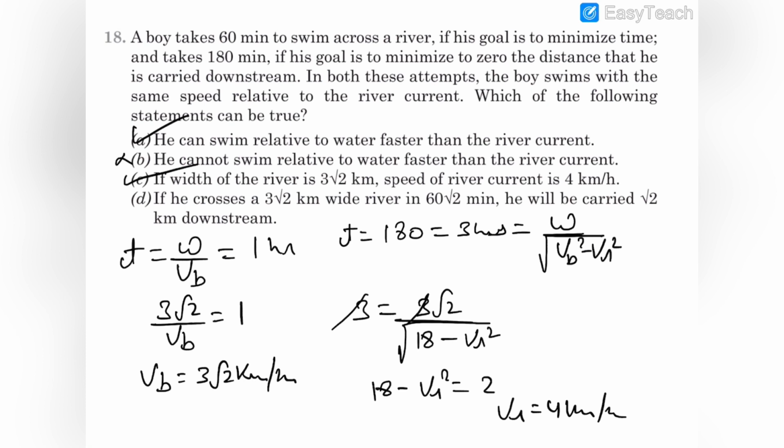And in option D, if he crosses the river, which is 3 root 2 kilometer wide, in 60 root 2 minutes, then he will be carried root 2 kilometer downstream. In this case you can see that this 60 root 2 time is greater than the minimum time, but it is less than the time taken to cross the river in the shortest path. So obviously we can say that he is neither moving in this direction nor in the direction in which drift is zero. So he would be moving somewhere between these two directions.